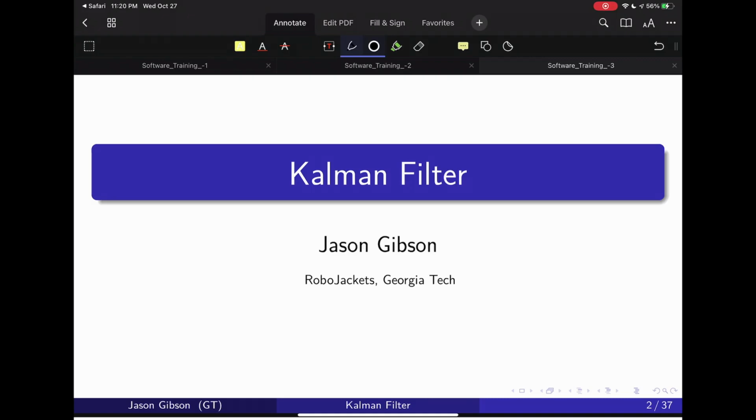Hello everyone, and today we're going to be talking about Kalman filters. So a Kalman filter is a really common filter used in state estimation, but before we get into that, we're going to motivate the problem.